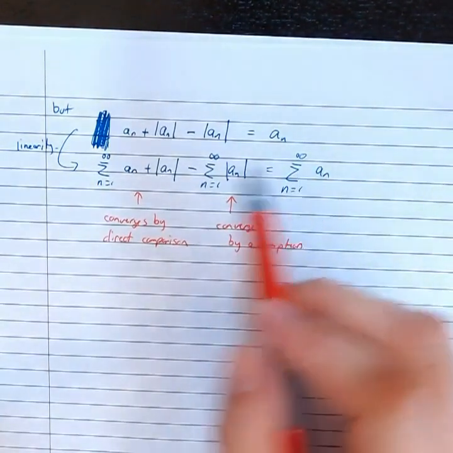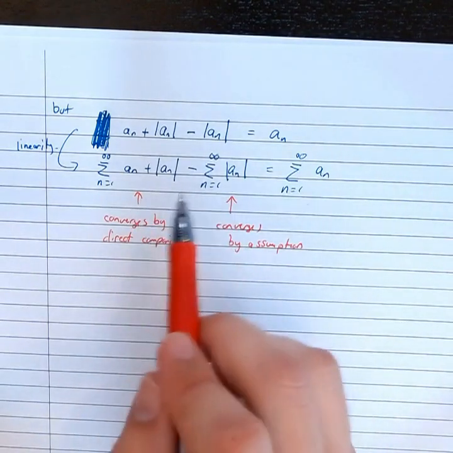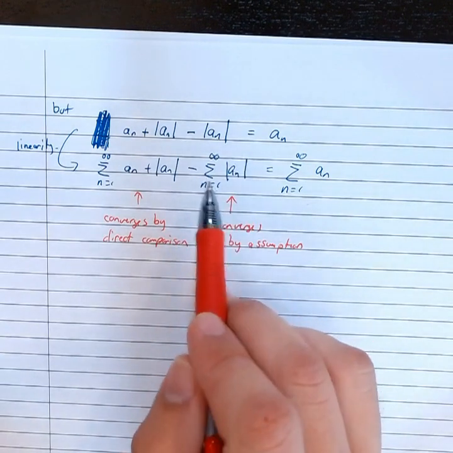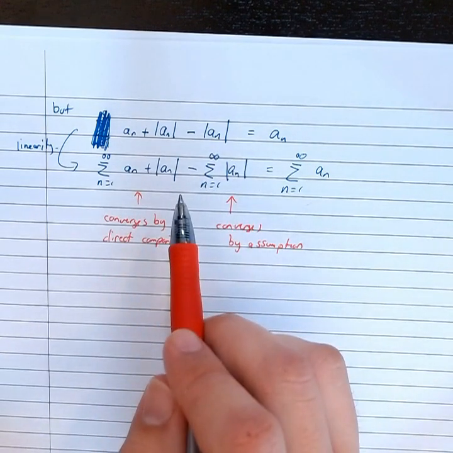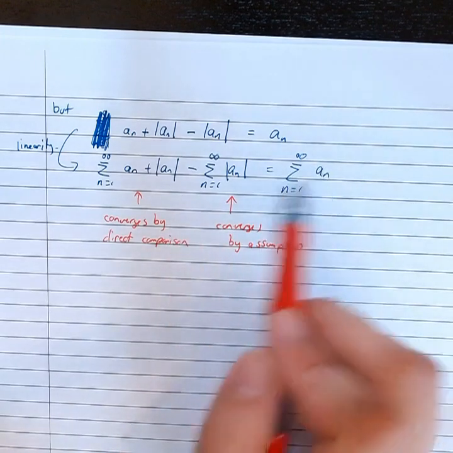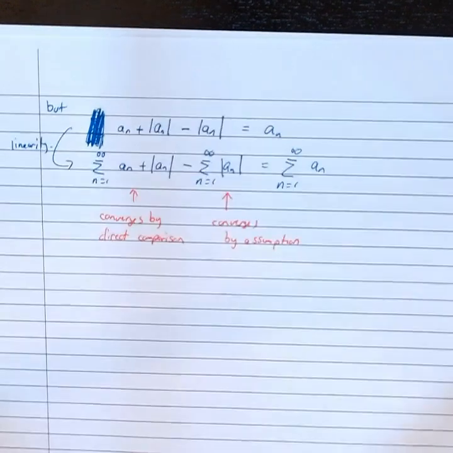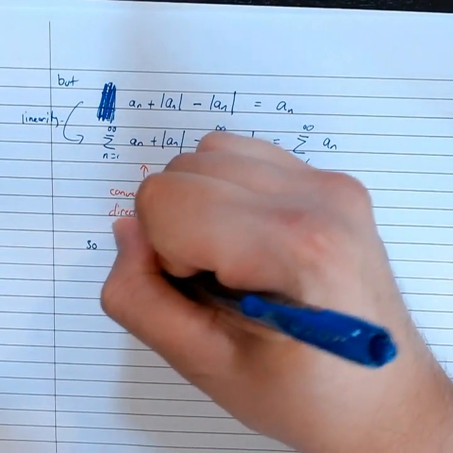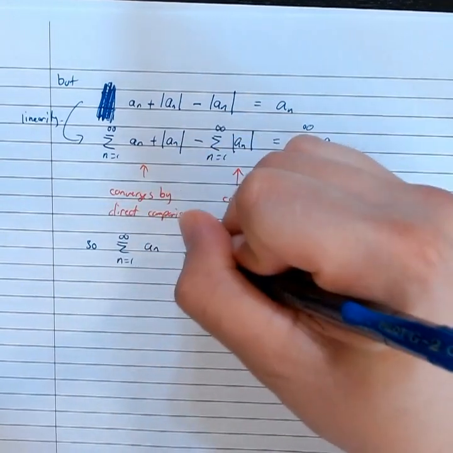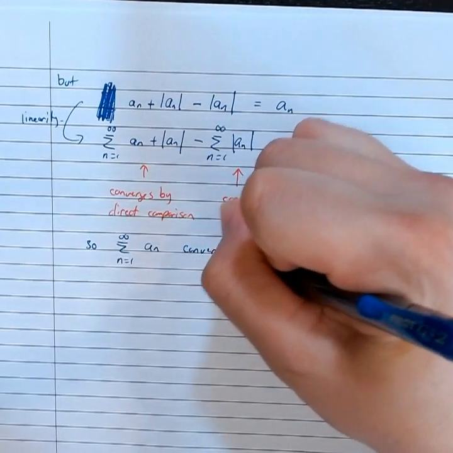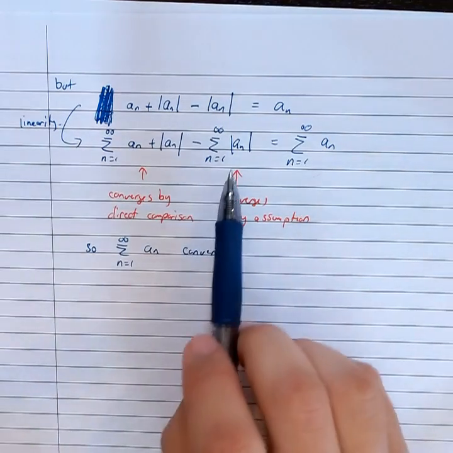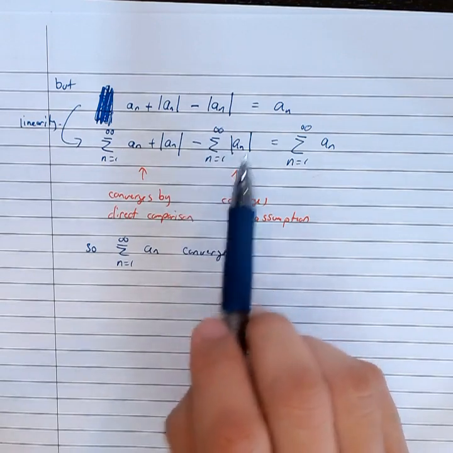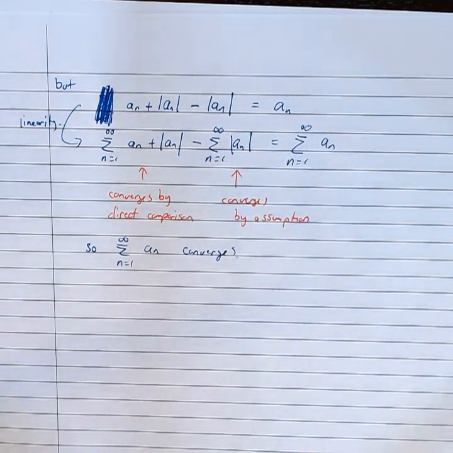But this must equal the difference of these two. This is going to equal some number, minus some other number. And if I subtract those two numbers, I get a number. That must mean that this sum converges to that number. So the sum as n goes from 1 to infinity of a sub n converges. So what that does is it shows us that if the absolute value of the terms gives me a series that converges, then the original series must converge as well.